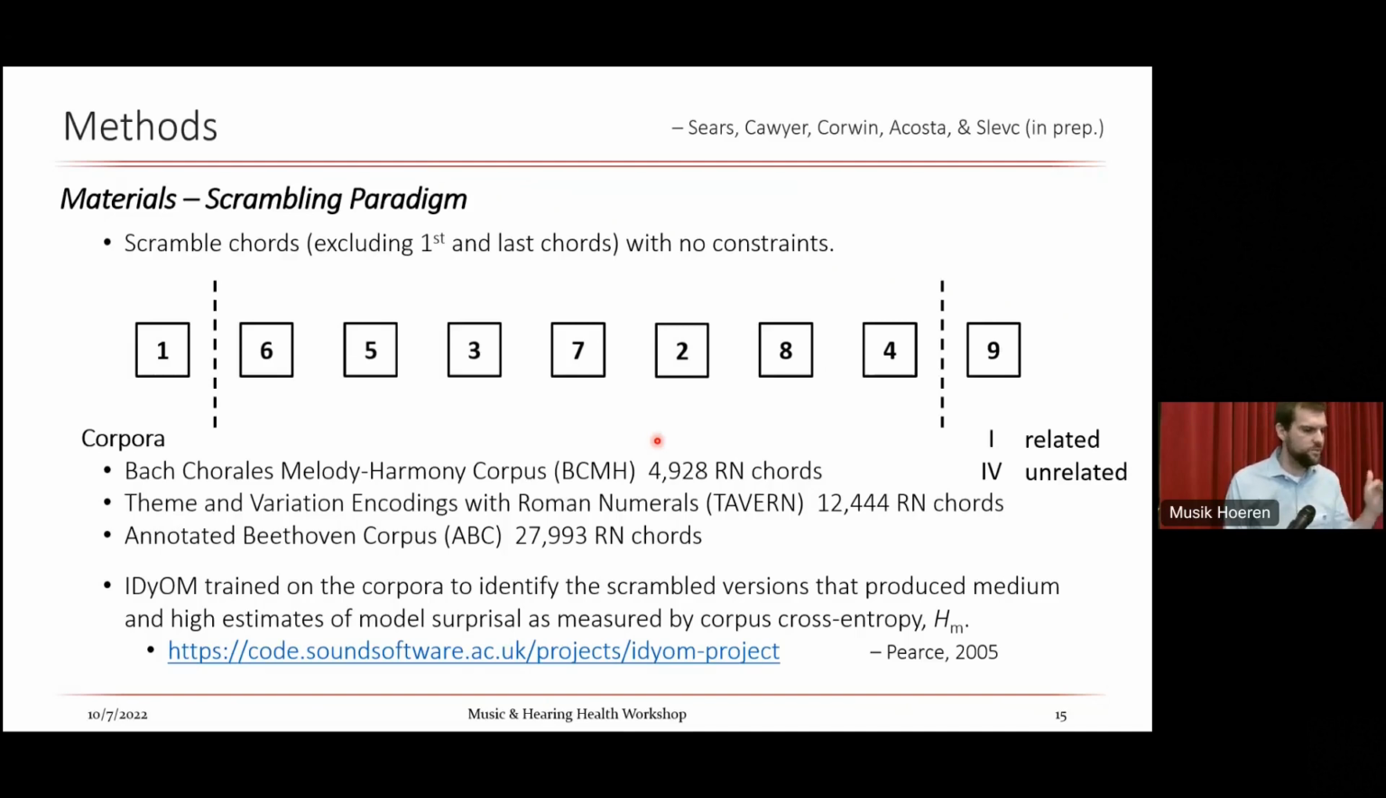So we trained it on 3 corpora: the Bach chorales melody harmony corpus, the theme and variation encodings with Roman numerals, and the annotated Beethoven corpus. It's about 50,000 chords. It tried to learn the temporal structure of those corpora, and then we gave it the stimuli, which were those sequences of essentially Bach chorales that we'd slightly rewritten to follow a bunch of procedures, and then said, scramble them. We gave it every possible scrambled permutation of those sequences and said, pick the ones that are the most incoherent. Give me the one that was the hardest to predict given corpus cross entropy, or just average information content, if you like. By the way, IDyOM is open source, so feel free to download it. I'm sure Marcus would appreciate it.